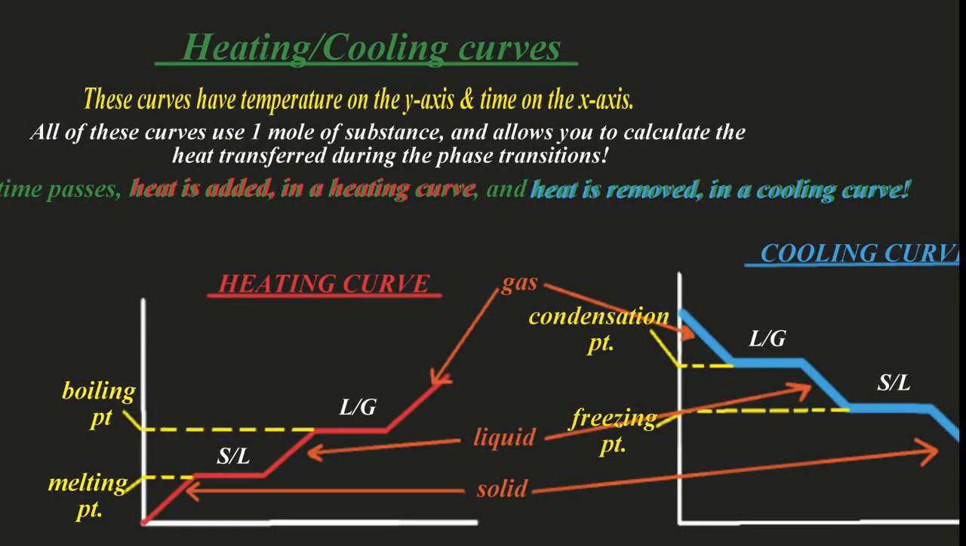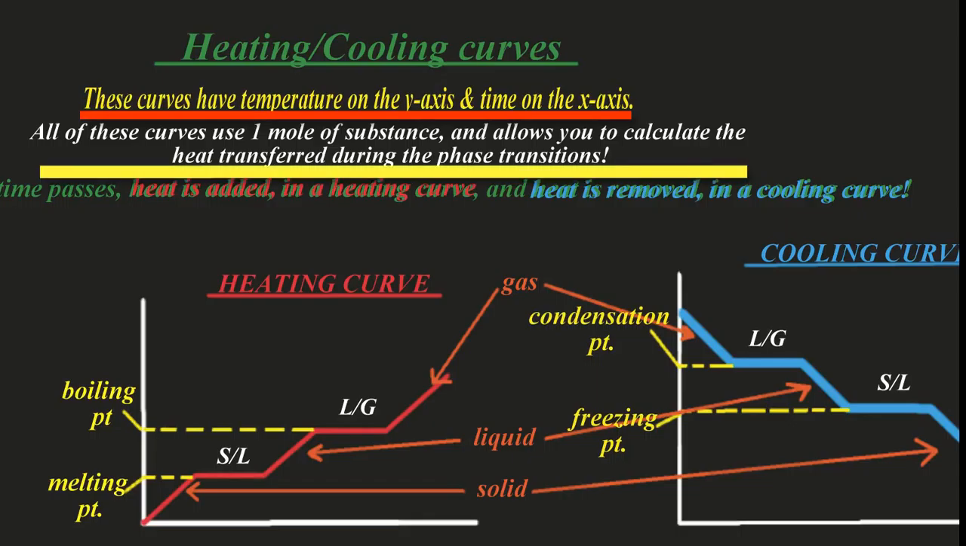Today we're going to be looking at the concept of heating and cooling curves. What are heating and cooling curves? Well, they basically are curves in which the y-axis will be temperature and the x-axis is time. And we always look at 1 mole of the substance and we can calculate the heat either emitted in a cooling curve or absorbed in a heating curve.